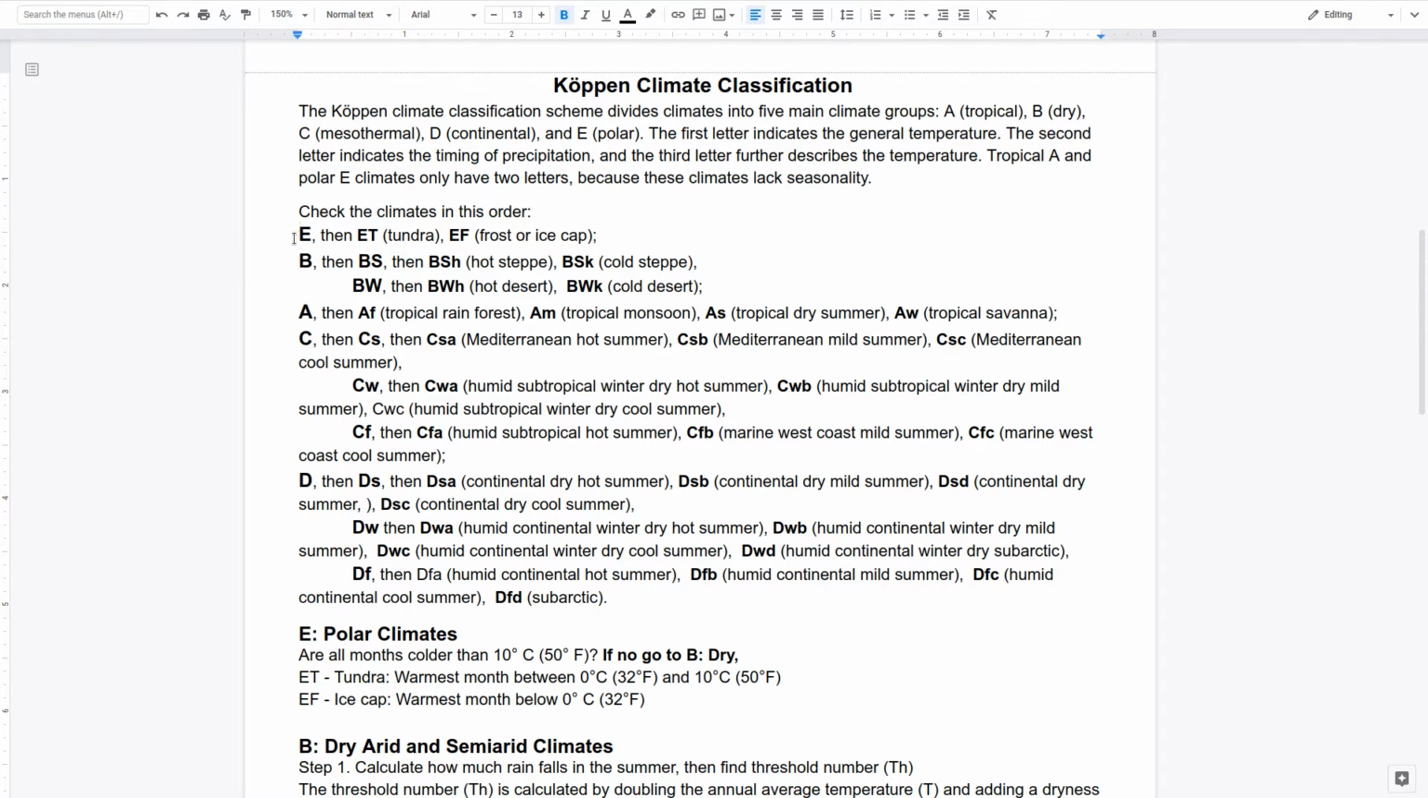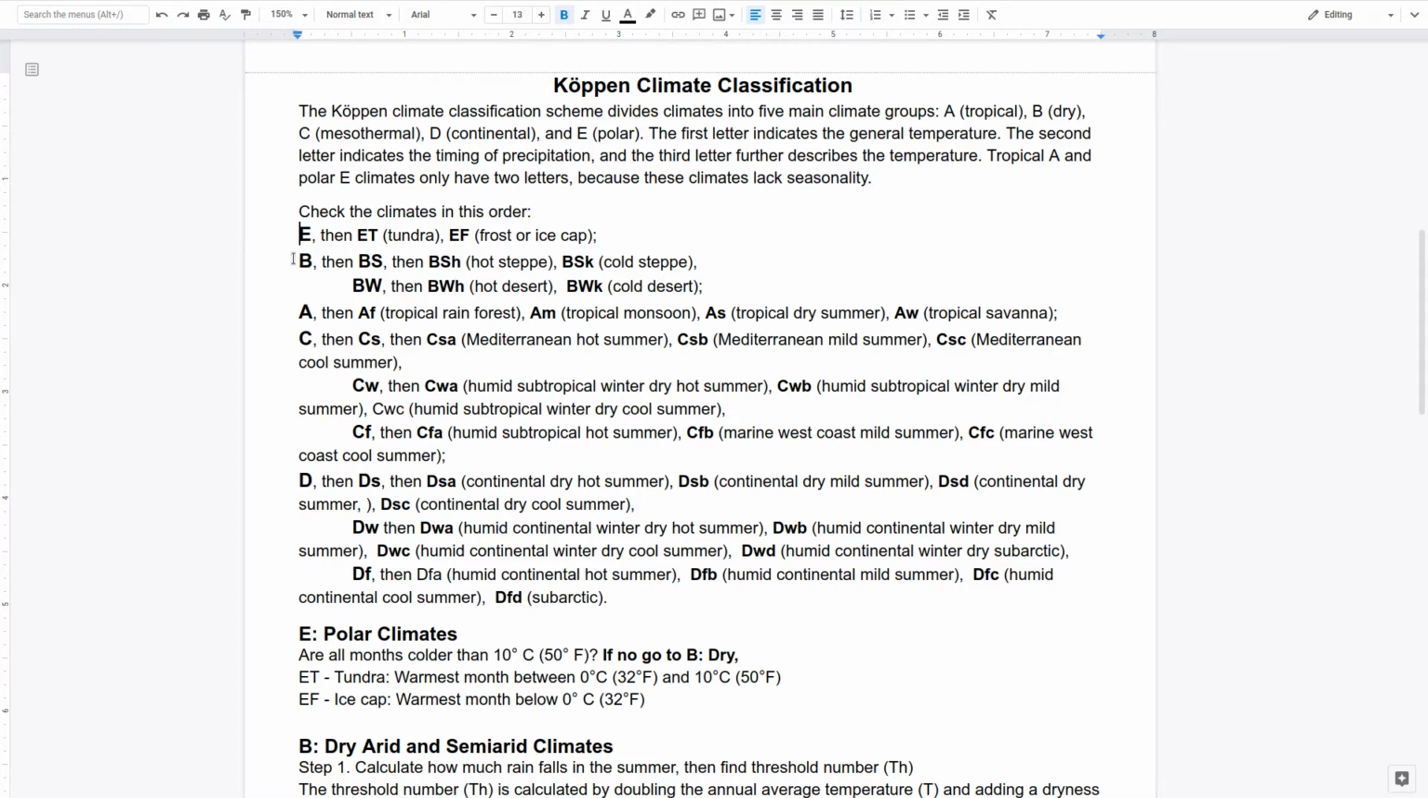So if you check to see if a climate is an E climate, and it is, then you check to see if it's an ET. If it's not a tundra, then it's got to be an EF climate. If it's not an E, then you check to see, is it a B? If it's a B, you check first to see, is it a steppe? If it is a steppe, then you check to see, is it a hot or cold steppe? If it's not a steppe climate, you check to see, is it a desert climate? And then, is it a desert? Yes. Well, is it a hot or cold desert?